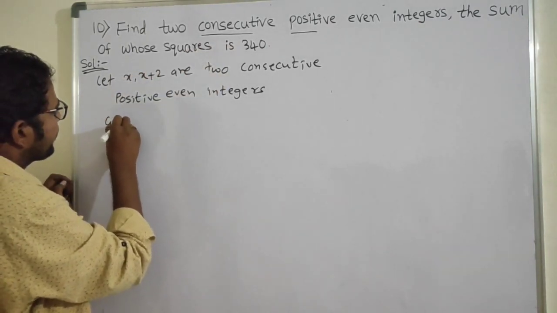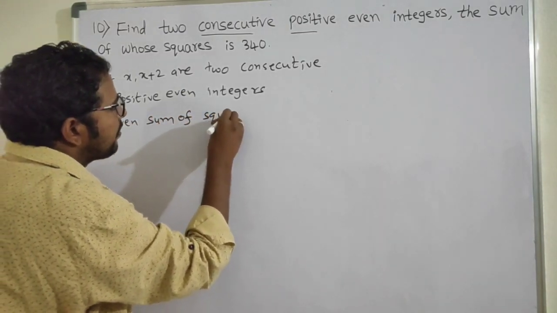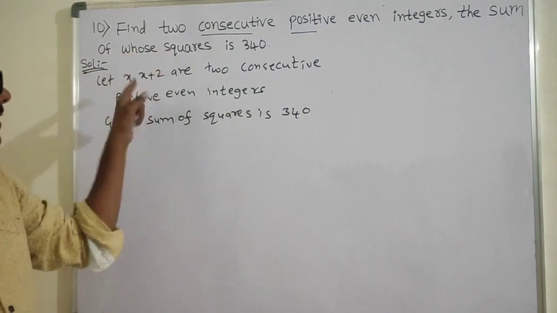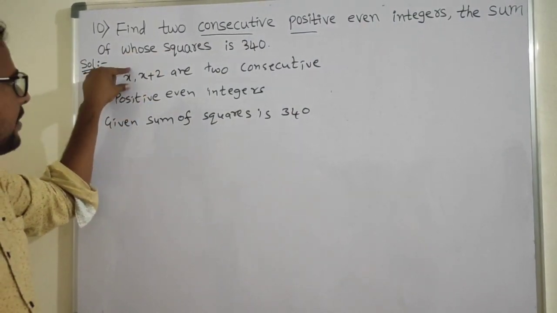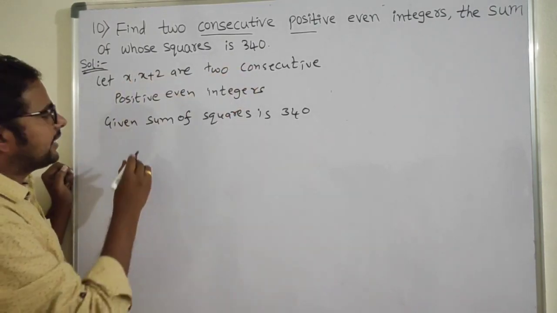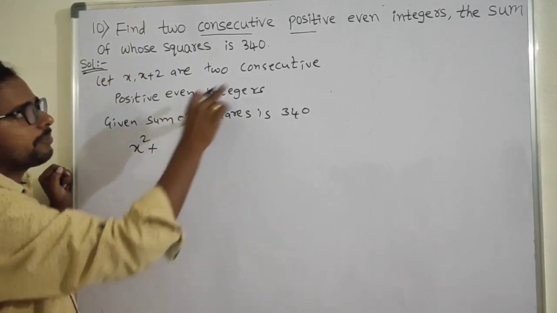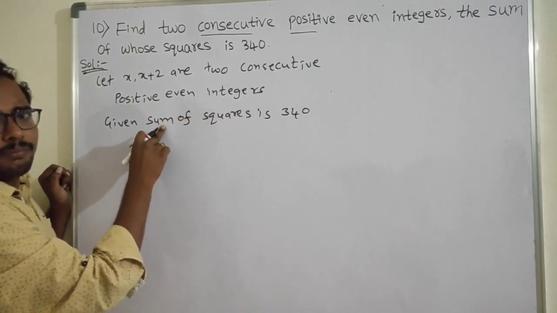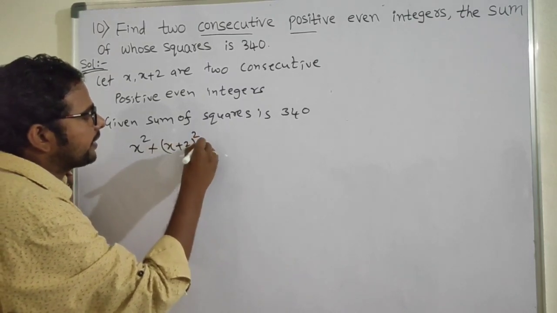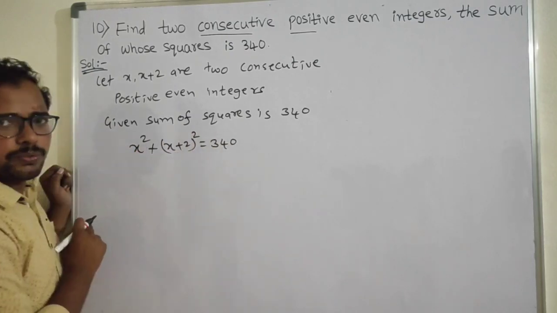Given, sum of squares is 340. Square of the first number, x square, plus, since the sum is given and sum means plus, the square of the second number, x plus 2 whole square, is equal to 340. So x square plus x plus 2 whole square is equal to 340.